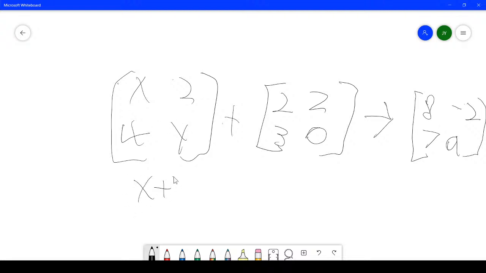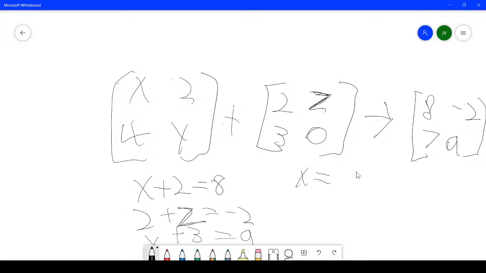So this is x plus 2 equals 8. This is 2 plus z, oh yeah, this is a z, by the way, 2 plus z equals negative 2, y plus 3 equals 9. Solving these one by one, x equals 6, z equals negative 4, and y equals 6. So that's essentially it for addition and subtraction of matrices.